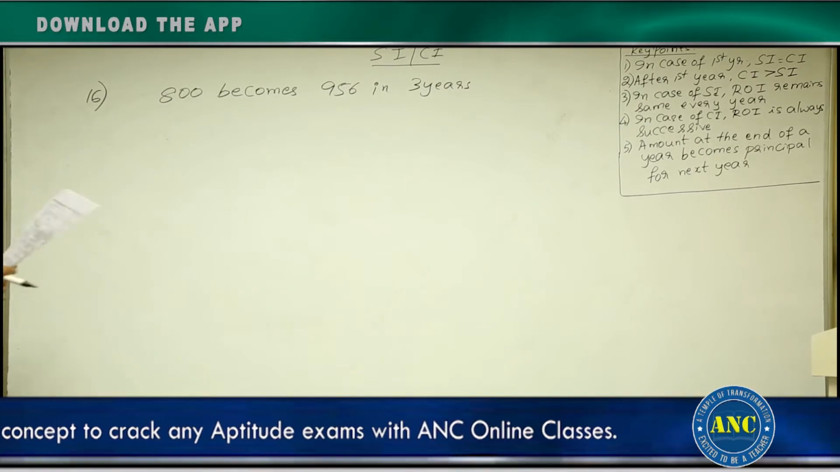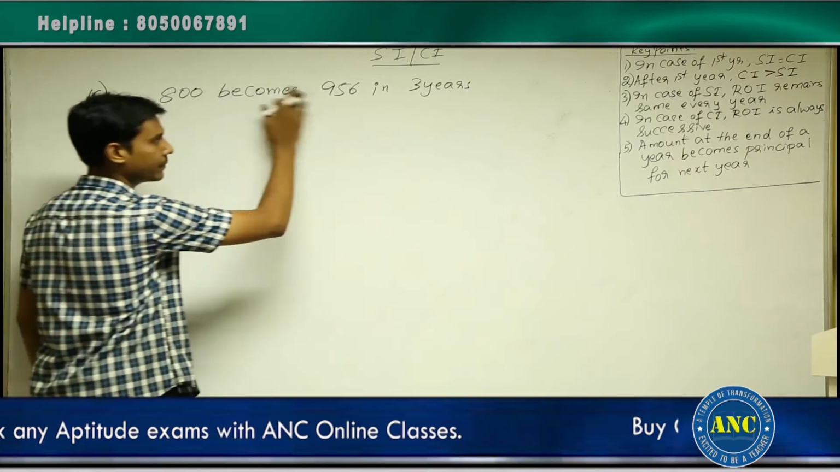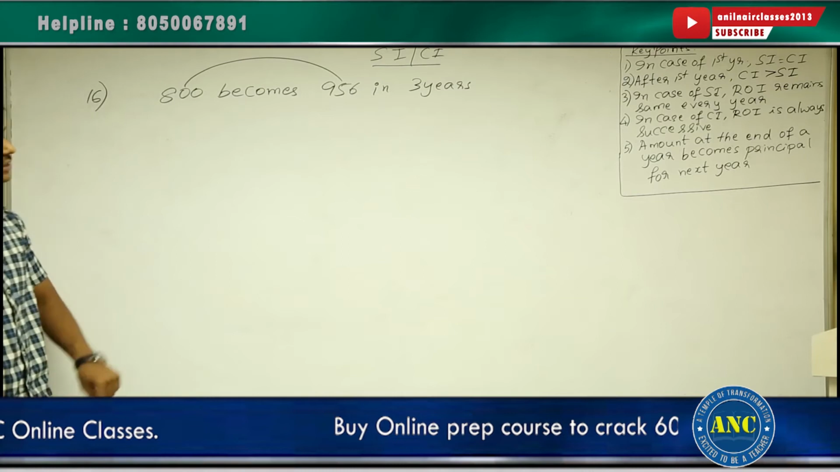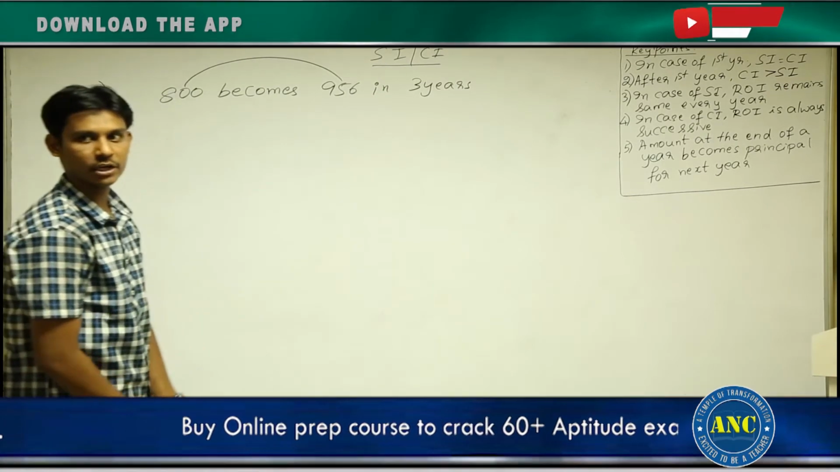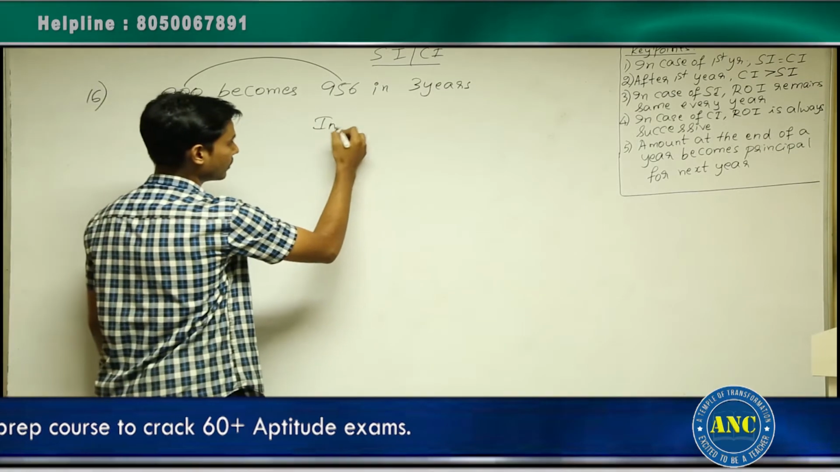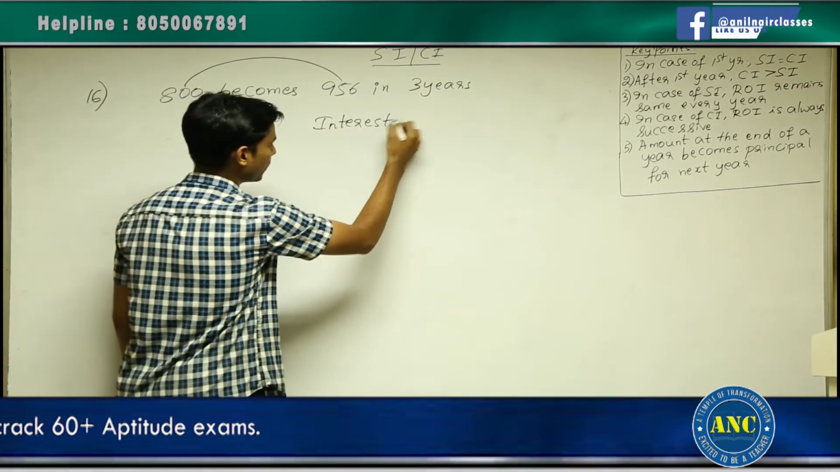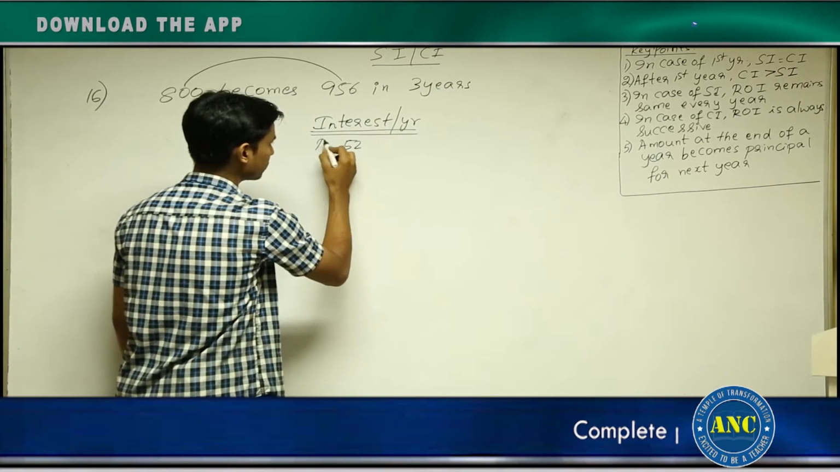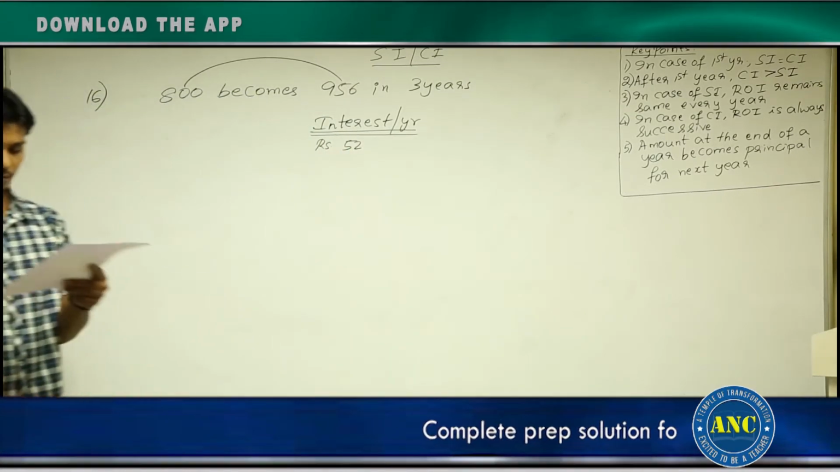Okay. Same logic. See here. 800 is becoming 956. How much increase? 156 extra in 3 years. What is the interest per year? 156 by 3, 52 rupees per year. Every year I am giving you 52 rupees extra. Interest per year is 52 rupees.